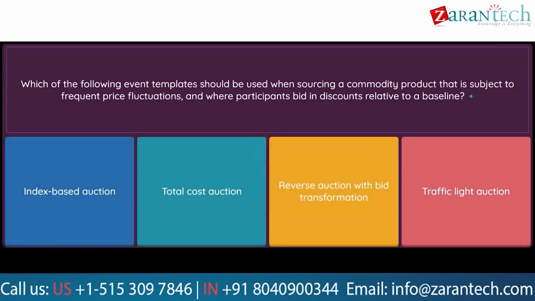Question: which of the following event templates should be used when sourcing a commodity product that is subject to frequent price fluctuations, and where participants bid in discounts relative to a baseline? Option 1 Index-based auction. Option 2 Total cost auction. Option 3 Reverse auction with bid transformation. Option 4 Traffic light auction.